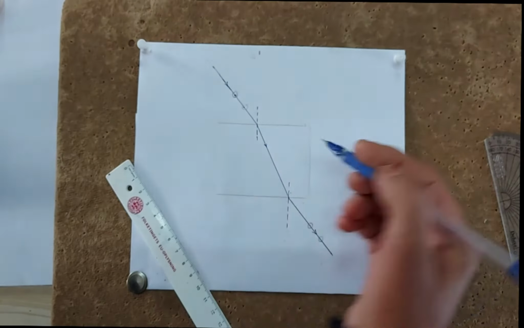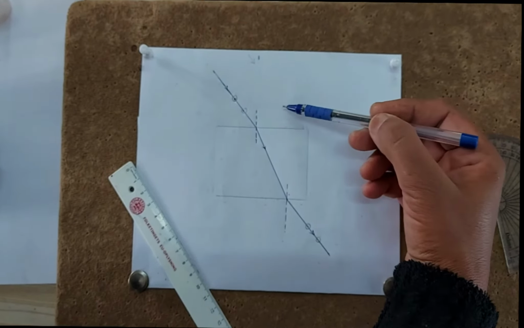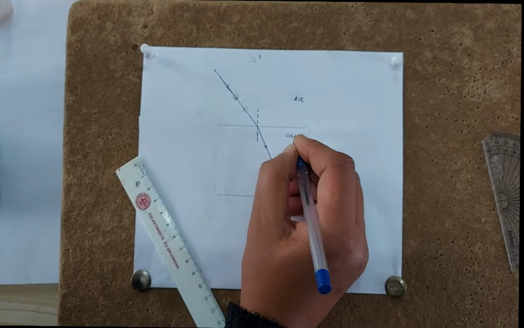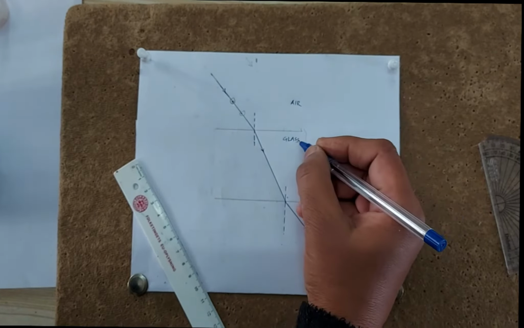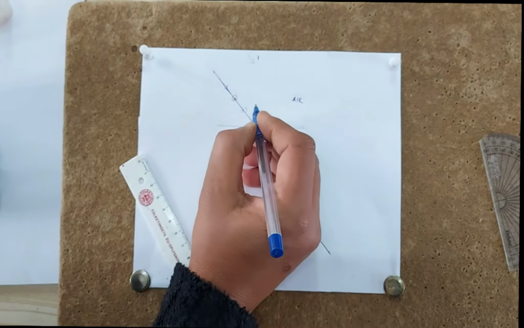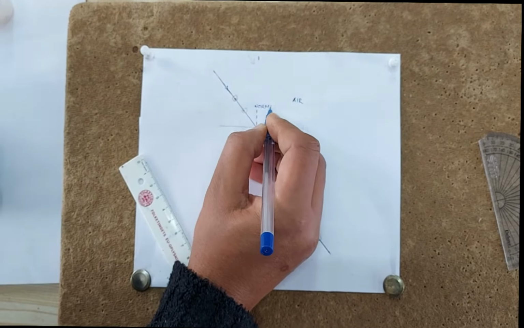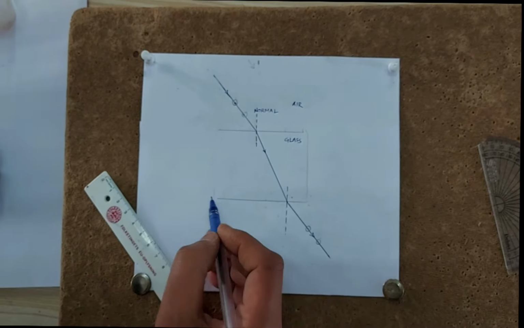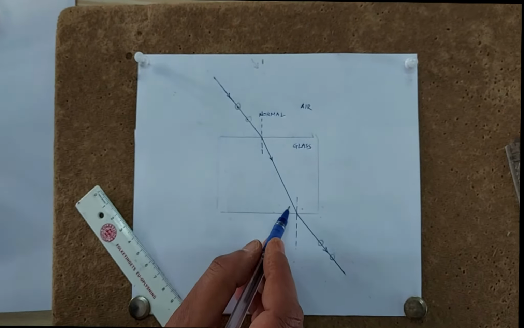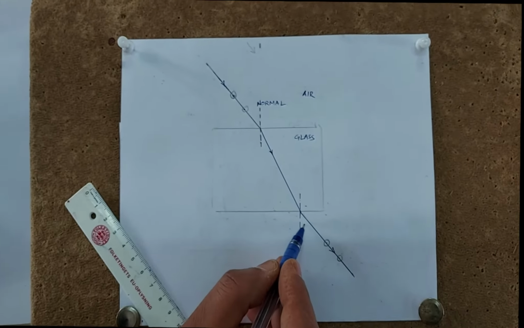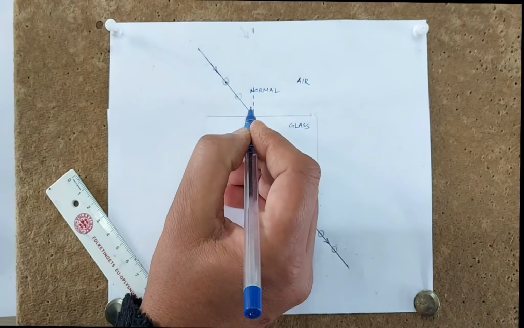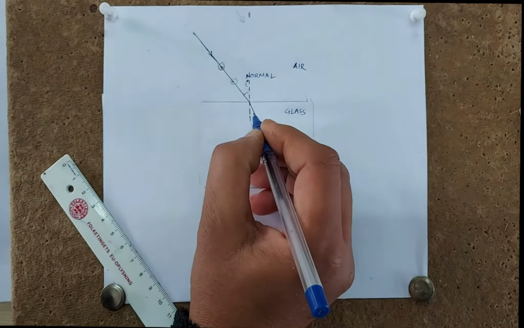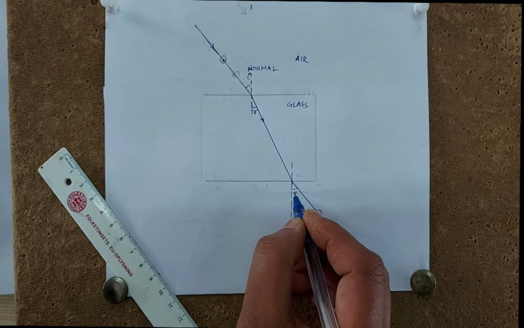All of you know when a light ray passes from rarer medium to denser medium, this is air and this is glass, it is bent towards the normal. This is the normal. And when again a ray of light comes out from a denser medium to a rarer medium, it moves away from the normal. This is angle of incidence, this is angle of refraction, and this is angle of emergence.